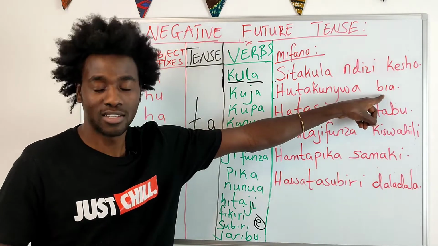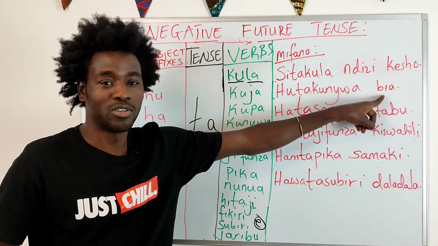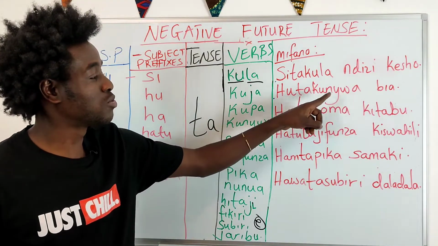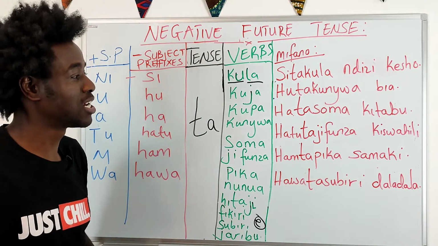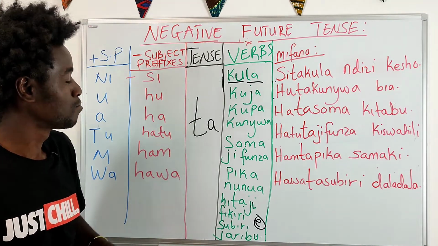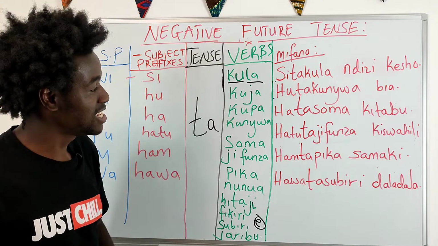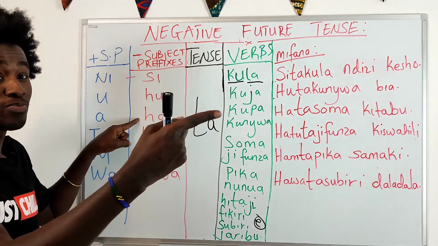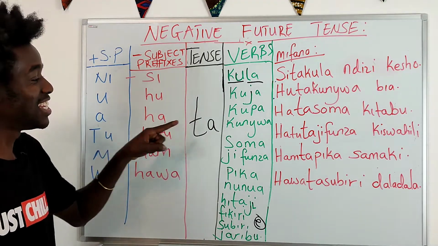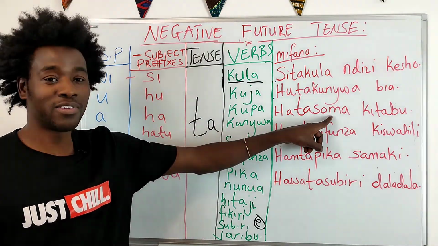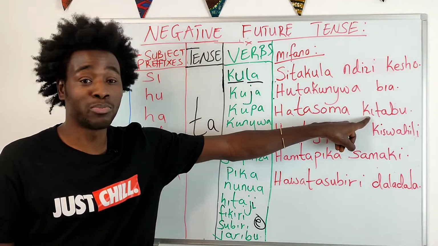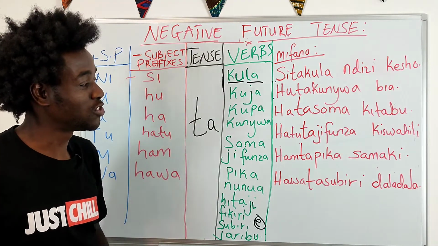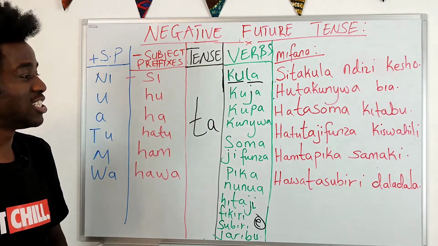Beer is normal as in English, but we write it the Swahili way. So hutakunywa beer, this means that you will not drink beer. And example number three is hatasoma kitabu. Ha, this is the subject prefix for he or she, and ta, the tense, and soma, the verb, which means to read, and kitabu, this is book. So hatasoma kitabu, this means that he will not read a book, or she will not read a book.